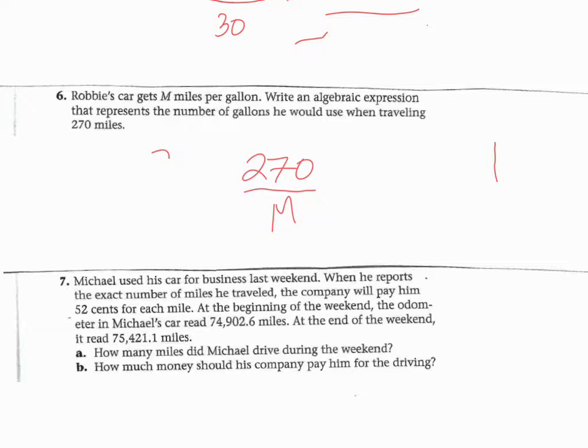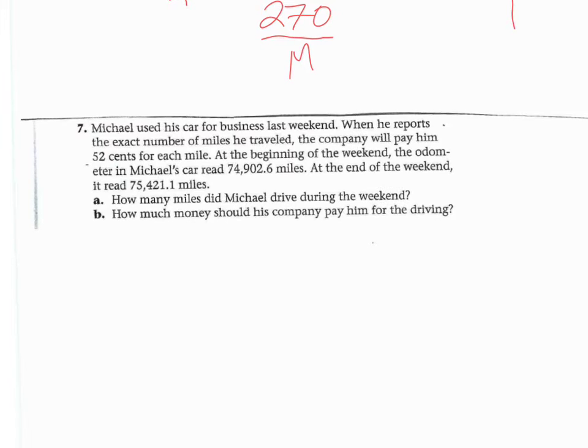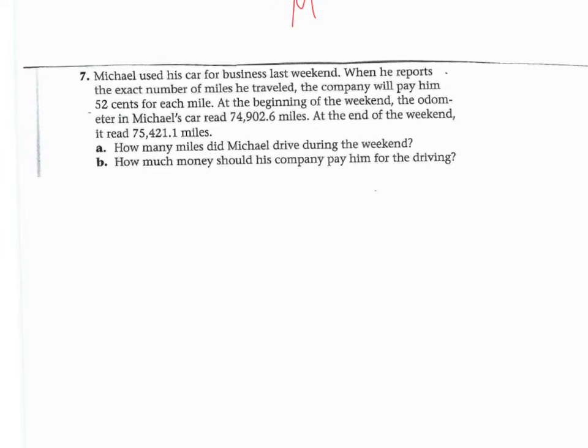All right, let's take a look at our last question, number 7. It says, Michael used his car for business last weekend, and when he reports the exact number of miles he traveled, the company will pay him 52 cents for each mile. And at the beginning of the weekend, the odometer in Michael's car read 74,902.6 miles, and at the end of the weekend, it read 75,421.1 miles. How many miles did Michael drive during the weekend is question A, and B is how much money should his company pay him for driving?